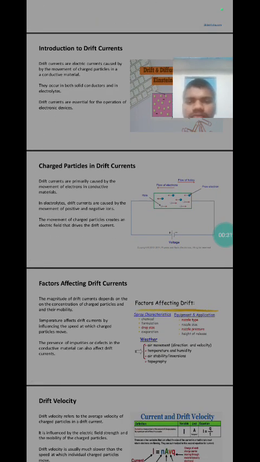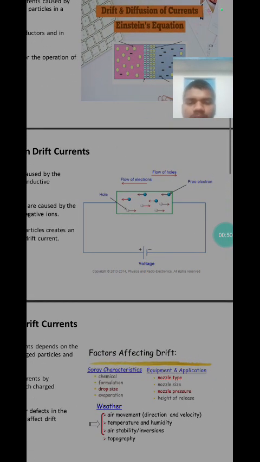Charged particles in drift currents. Drift currents are primarily caused by the movement of electrons in conductive materials. In electrolytes, drift currents are caused by the movement of positive and negative ions. The movement of charged particles creates an electric field that drives the drift current. Diagram: flow of electrons, flow of holes, free electron, voltage, positive, negative.